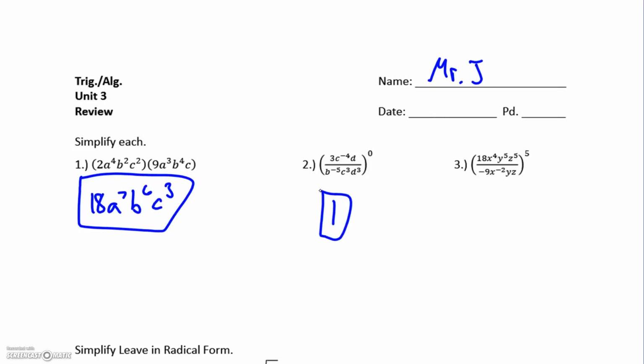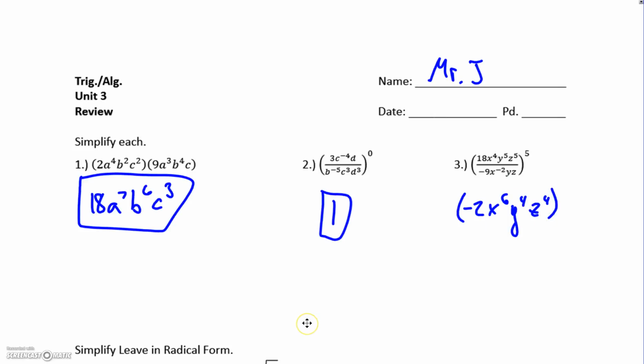Okay. Number 3, again, I've got some division happening here. I'm raising it all to the 5th power. The easiest thing to do is follow order of operations, so I'm going to start inside the parentheses with the division, because following order of operations just makes things a little bit easier. Inside, when I divide, I do 18 divided by -9, which is -2. When I divide, I subtract the exponents. Here, just be very careful with your signs. That's a 4 and a -2. When I subtract 4 minus -2, it gives me a +6. So that's x to the 6th. Again, I subtract the exponents, giving a y to the 4th, and then a z to the 4th as well.